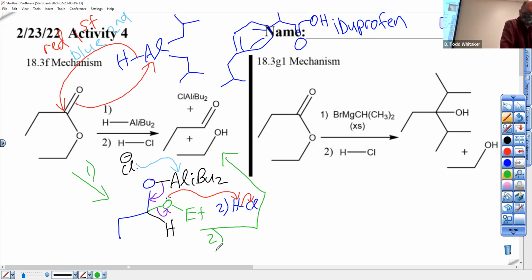Switching up to Grignards, our old friends. Grignards, and what reacts identically to Grignards? Organolithium, so we could have replaced this with lithium attached to isopropyl. Sorry, that's isopropyl, not IBU. They both do the same job. In both cases, you're going to cross off the spectator, put a lone pair on the carbon and make sure you know that's really a carbanion.